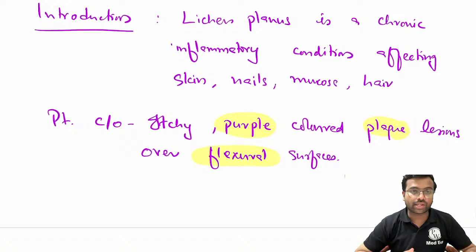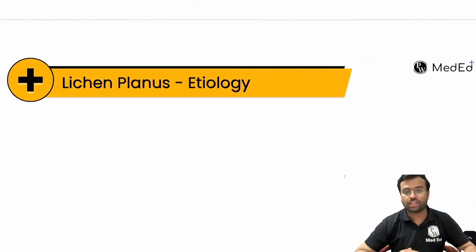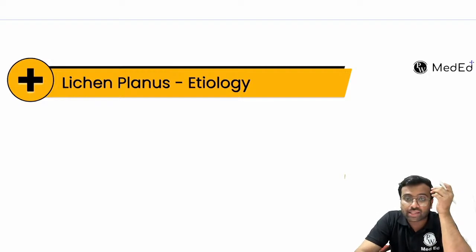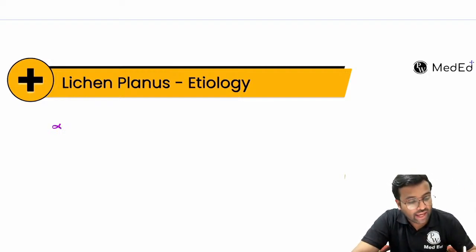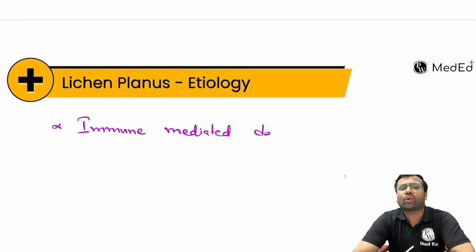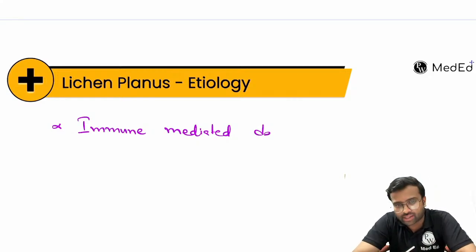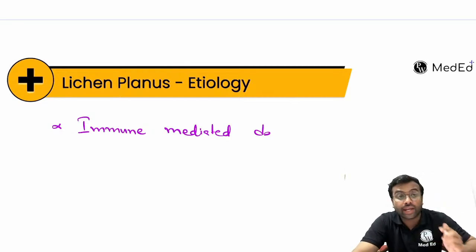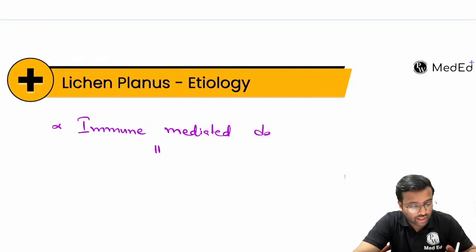So now let's see what is the etiology behind lichen planus. Now, what causes this lichen planus? Lichen planus is again going to be an immune mediated disease. So, just like what we have mentioned in psoriasis, there is an immune mediated process going on. And what cells are usually implicated here? There is a T cell mediated cytotoxic reaction.